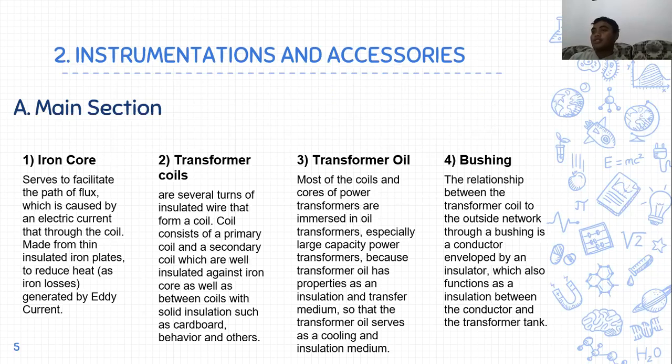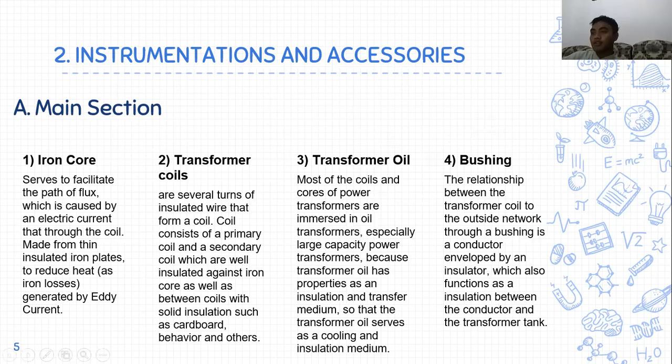Next, the second: instrumentation and accessories. A, main section. Number one is the iron core. It serves to facilitate the path of flux caused by an electric current through the coil. It is made from thin insulated iron plates to reduce heat from iron losses generated by eddy current.